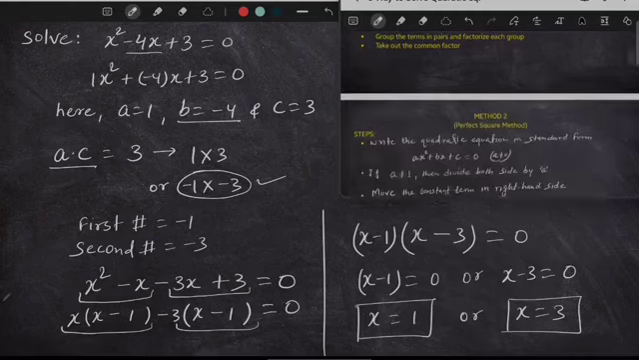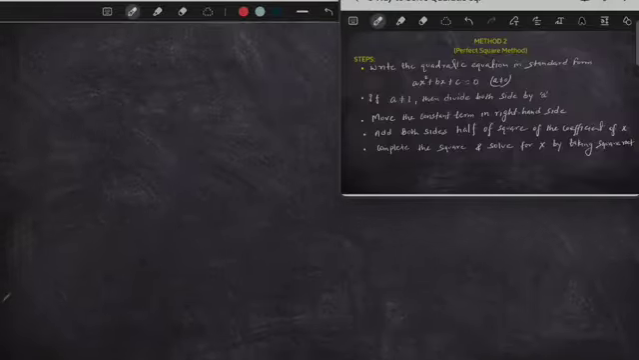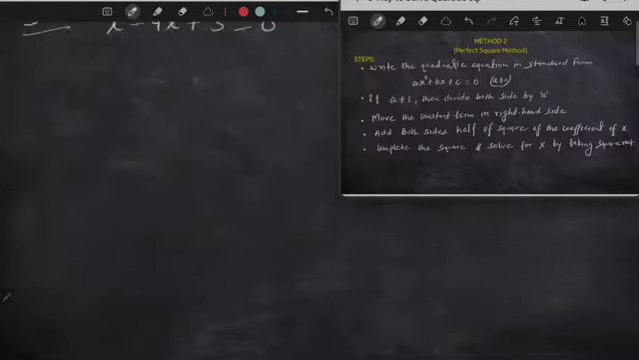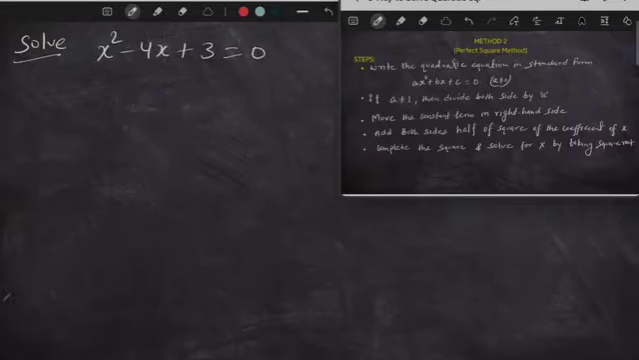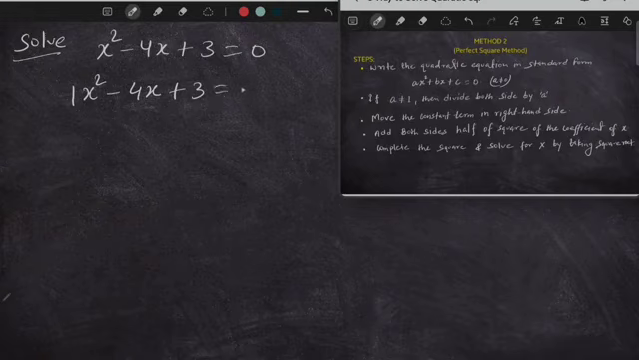Now the second method is the perfect square method. Solve x square minus 4x plus 3 equal to 0. So the first step is to write the quadratic equation in standard form ax square plus bx plus c equal to 0. So 1x square minus 4x plus 3 is 0.